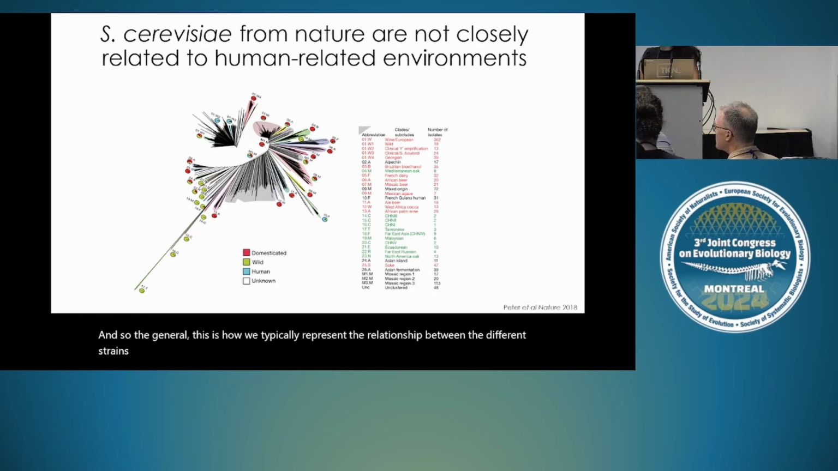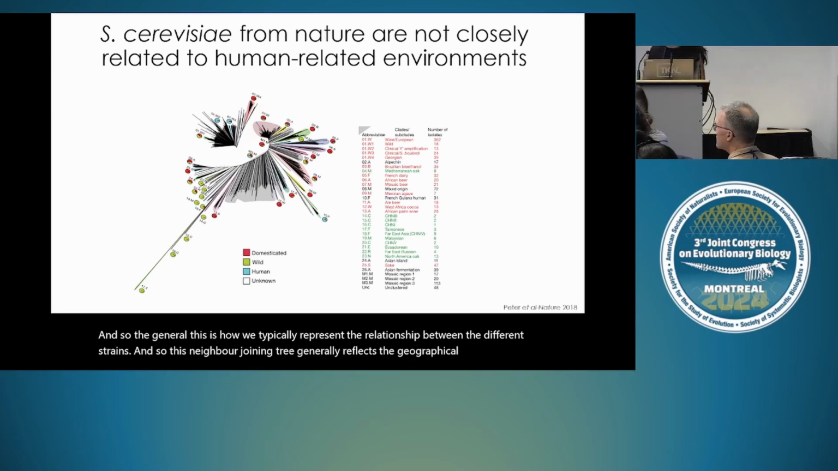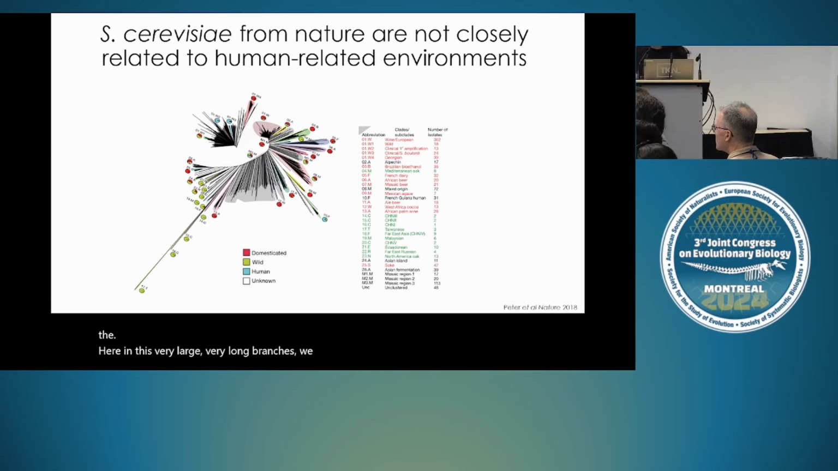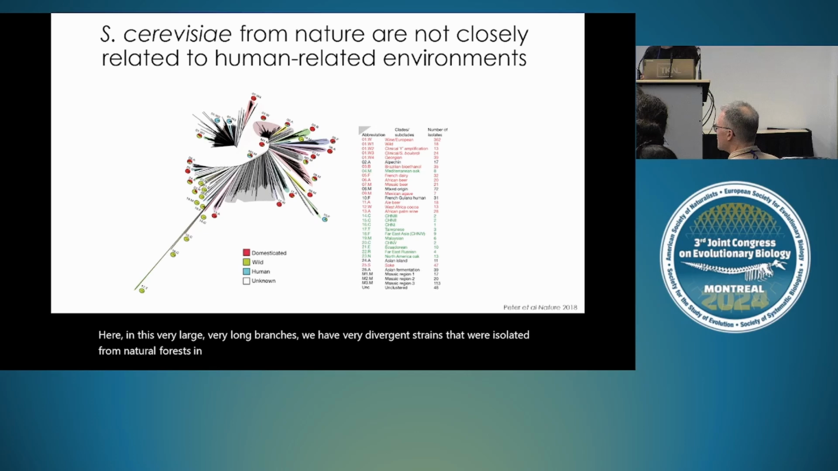This neighbor joining tree generally reflects the geographical and ecological origin of these strains. For example, in these very long branches, we have very divergent strains that were isolated from natural forests in China and other regions of East Asia.